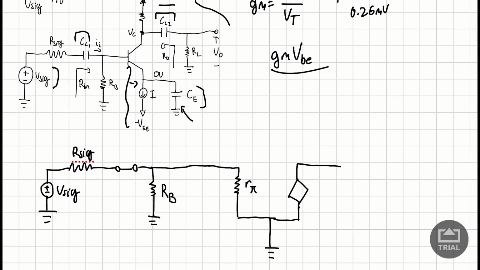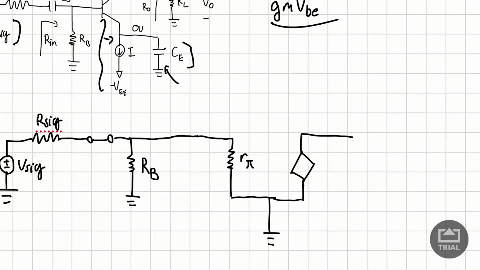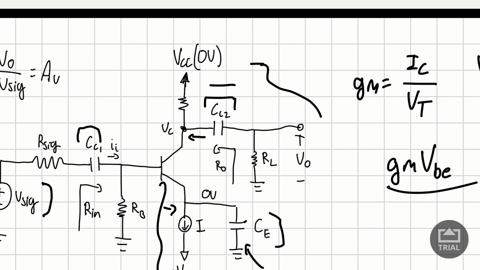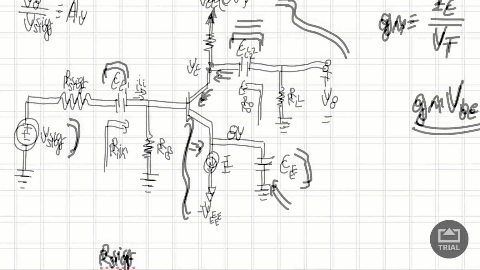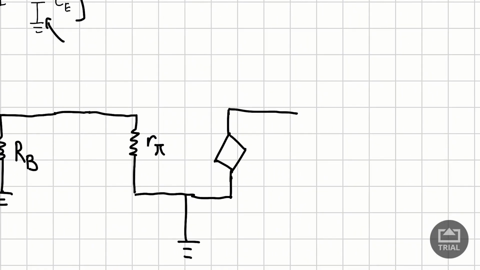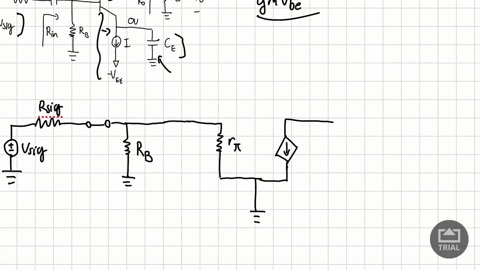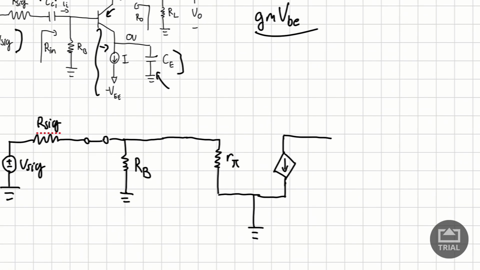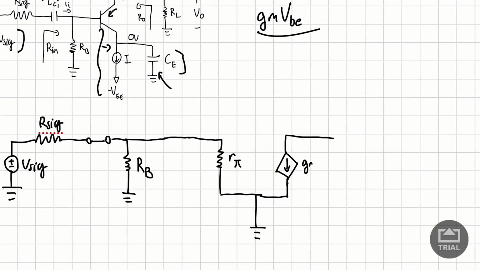In our case, our dependent current source is going to be flowing to the left. So like this, going down like this. Our current is going to be flowing towards the left, so since it's flowing to the left, it's going to be flowing down here towards the emitter. And this is going to be known as gm VBE.